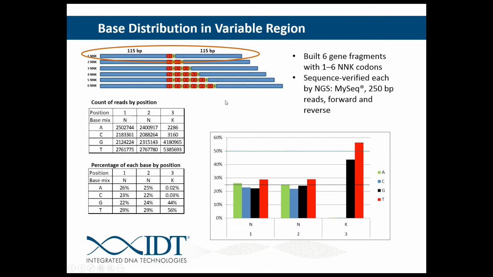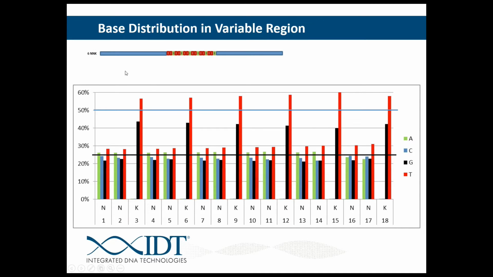Of course, when we look at more complex libraries, that was a big question. What would happen? Would this evenness continue? And the answer to that is yes. When we look at a library that contains 6 NNKs, we see a representation that is very even across all of the N's and very even across the K's. Again, a little more representation with T's in this particular run, but still a very even distribution of bases.